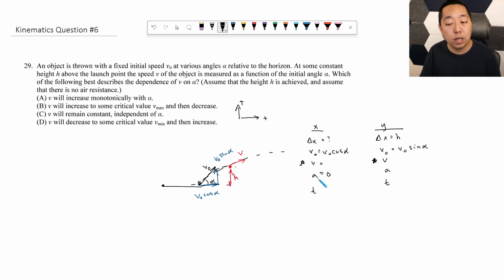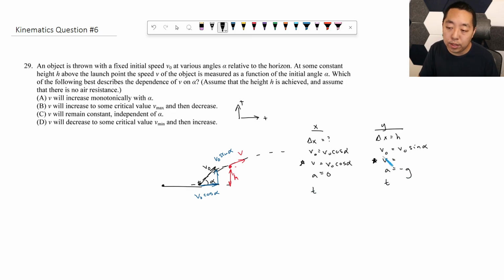Well, I know horizontally the acceleration is 0, so I do know what this is going to be. And this acceleration is negative g. I don't know this guy. I do want to figure them out. And then finally, the time, I don't know the time in the air.